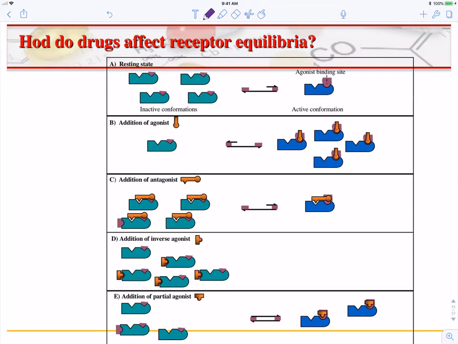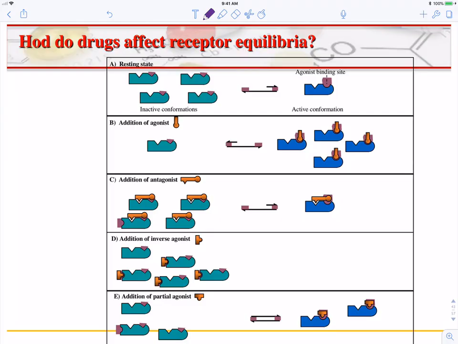So, how do these drugs affect the receptors? And I think this illustration gives a simple idea of the various possibilities. So in general, a receptor in the resting state contains a mixture of inactive conformations and active conformations.